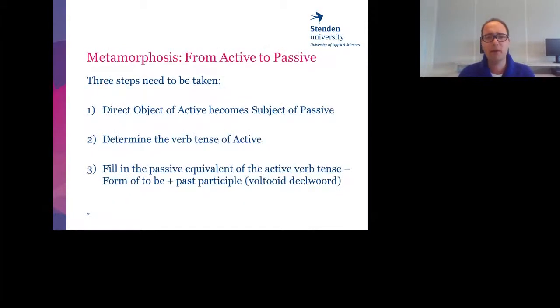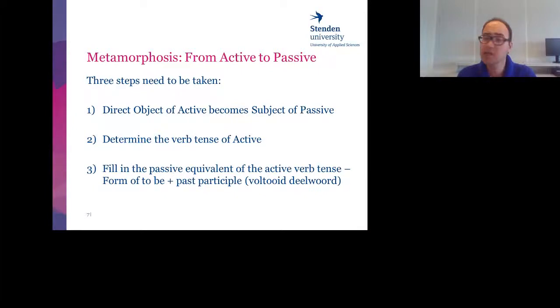So then a very important step is, how do you change the active sentence to a passive one? Well, you've seen a few examples and maybe you filtered out the rules already. So how can you go through the process of metamorphosis from active to passive? Well, for that you need to take three steps. The first step is that you need a new subject as you move from active to passive.